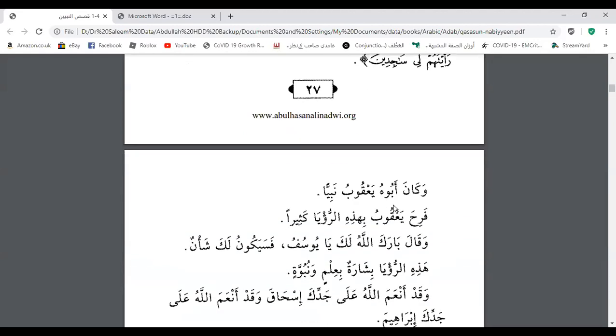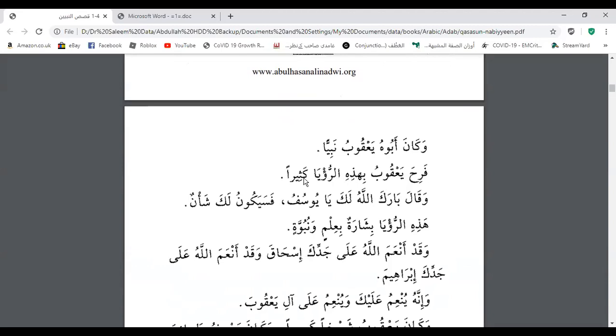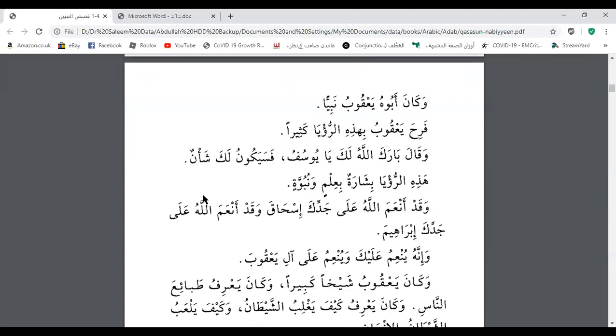His father Yaqub alayhi salam was a prophet. Yaqub alayhi salam became very happy with this dream. And he said, may Allah put blessings in you, O Yusuf. Indeed, very soon in future for you there will be a special favor from Allah subhanahu wa ta'ala. Laka sha'an. Sha'an means you would have a special status. So Allah subhanahu wa ta'ala would give you something very special.